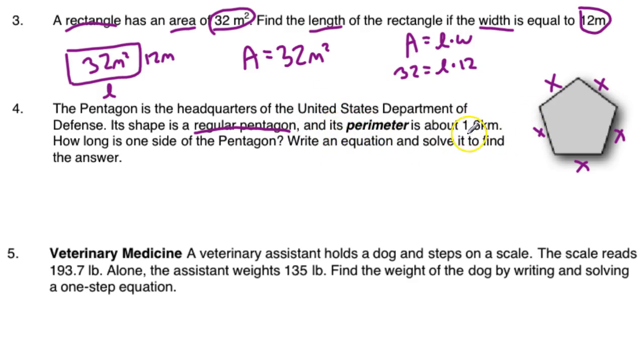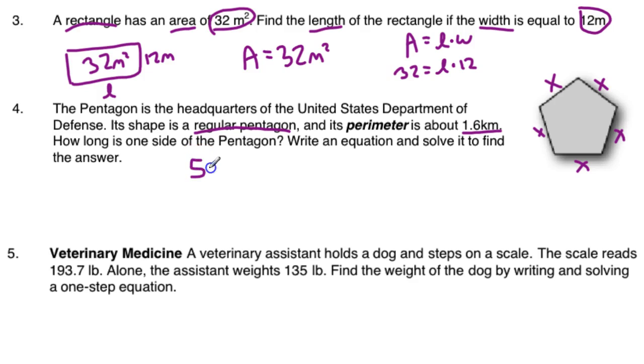Its perimeter is about 1.6 kilometers. How long is one side of the pentagon? We need to find one side, so what does x equal? If we write an equation to find the answer. Okay, so let's write an equation. Well, the perimeter, that's when you add all of the sides together on the outside. You want to add them all up. We also know that the perimeter is going to equal 5x because there's 1, 2, 3, 4, 5 x's.